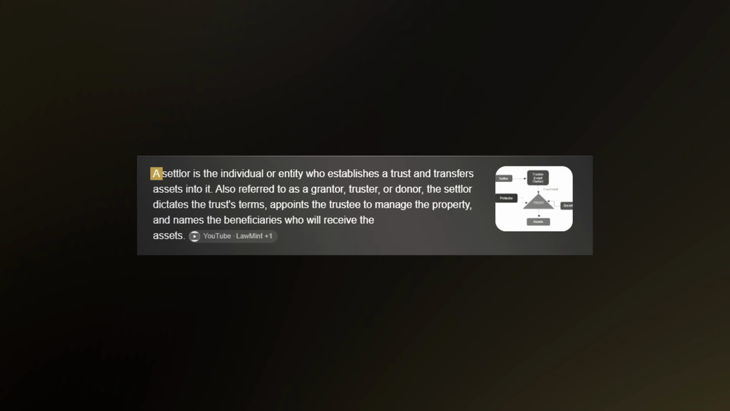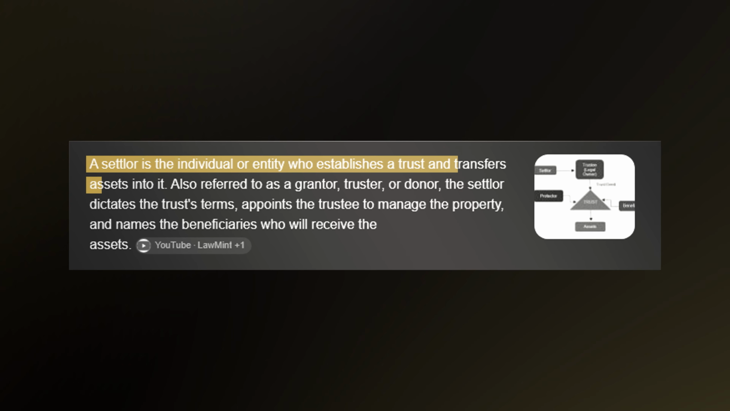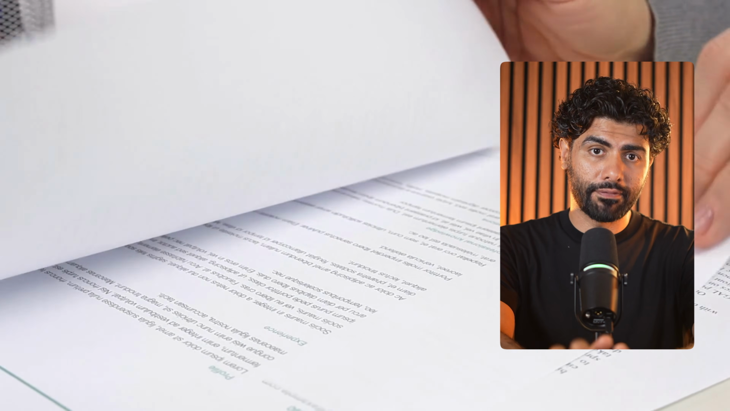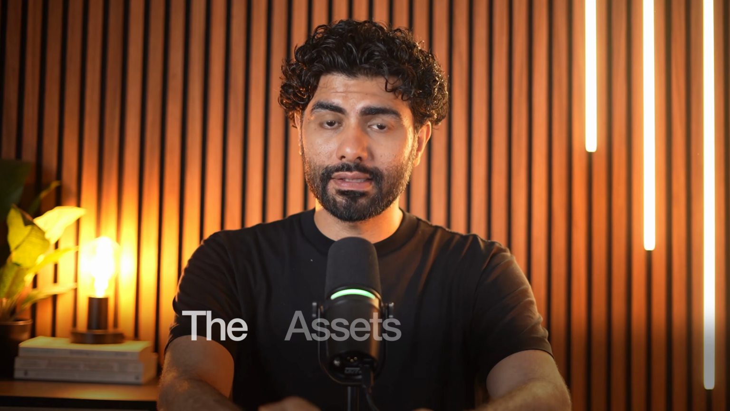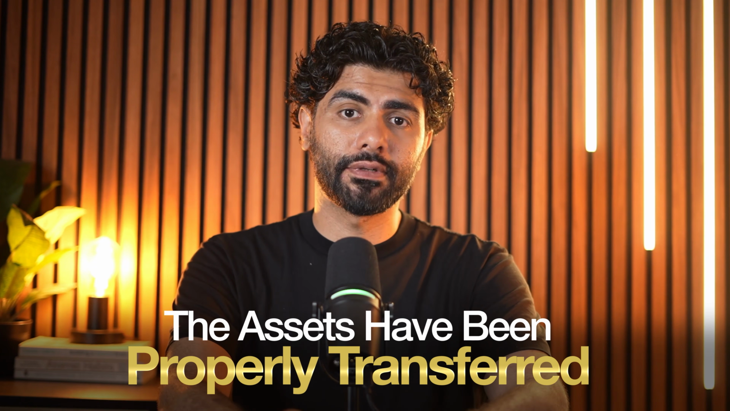Now let's start with the first role, that is settlor. The settlor is a person who establishes the trust and transfers assets into it. In some jurisdictions, this person may be called the grantor or trustor. The settlor normally defines the purpose of the arrangement, identifies the beneficiaries, and agrees the main terms recorded in the trust deed. Once the assets have been properly transferred, the trustee holds and administers them under those terms.